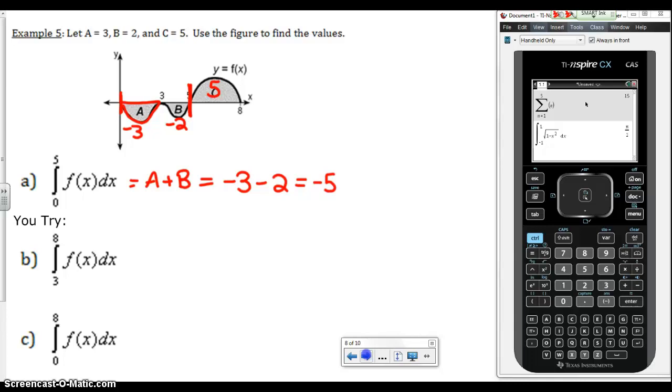So you try B and C, pause the video. When you think you have the answers, unpause the video and I will put the answers up for you. Okay, so for B you should have gotten 3 and for C you should have gotten 0.